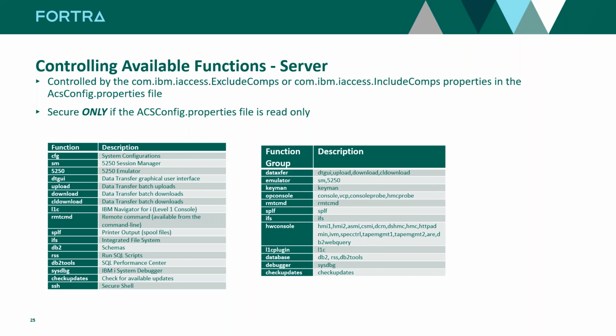Now, one important thing is if you choose to use the multiple images, this is a subset of the most popular controls, things that you might see in the exclude comps or the include comps property in the ACS config.properties file. This only works if that ACS config.properties file is read-only. If the user can access it and manipulate it, then the security is off. And that's another reason to use the registry controls on the desktop to control even the server-based deployment of ACS.